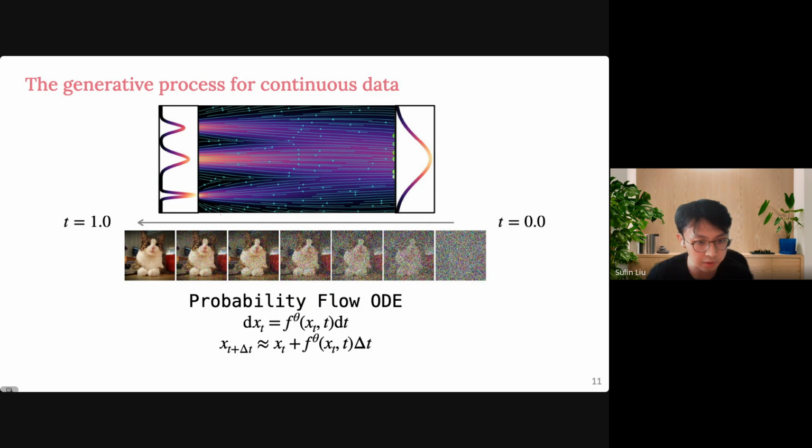For continuous data, we are learning this ODE that is transporting the distribution from the noise distribution to the data distribution. So what we're trying to learn are those vector fields that transport. If we are in this middle part of partially noisy data, we're learning the direction of where we want to move the data towards. So the neural network is learning this vector field.